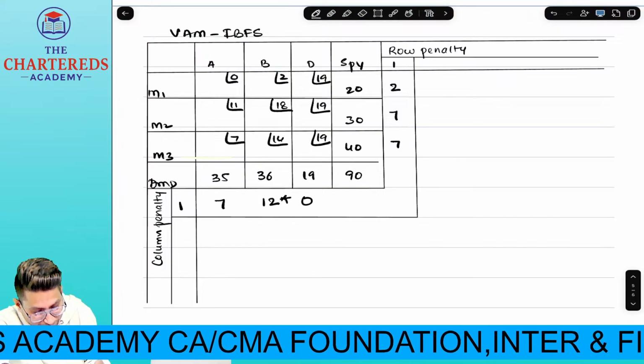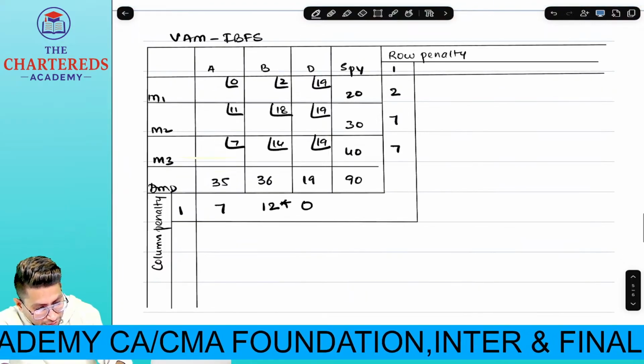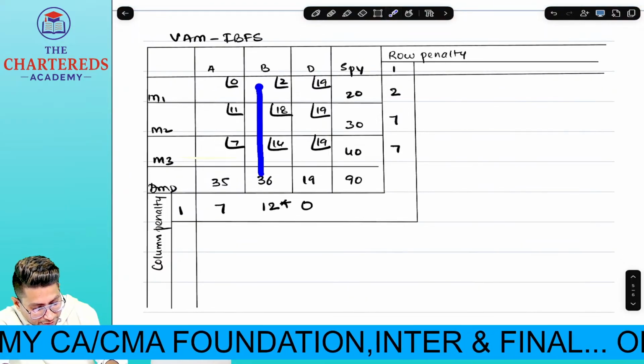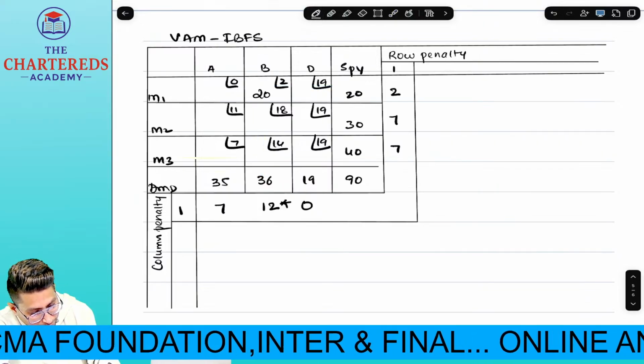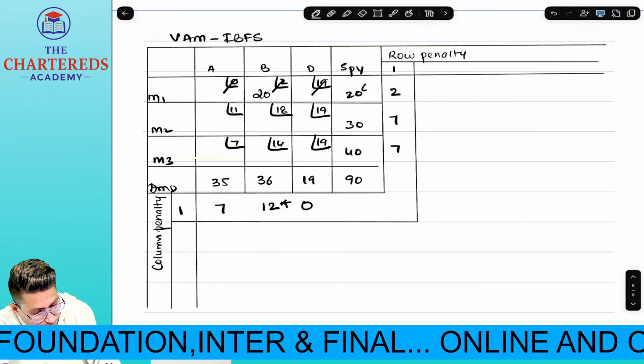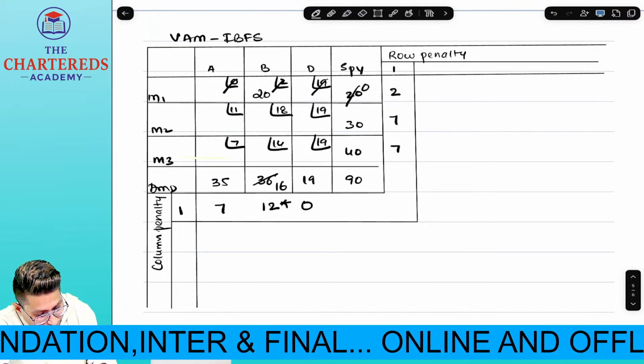Highest penalty I'm having where? 12. So here I should allocate here, right? Demand is 36, supply is 20. How much? 20. So this will become 0 and this will become 16.